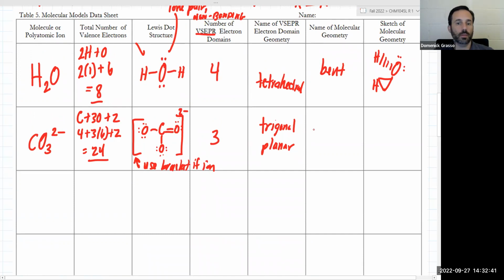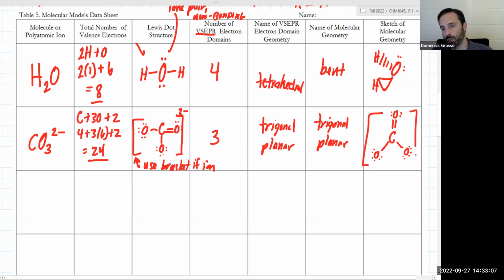Now, the name of the molecular geometry. Well, in this example, there are no lone pairs on my carbon, so that molecule is just going to be trigonal planar, because there aren't any things I can't see. And to sketch the geometry, do your best to draw it looking like a triangle. This isn't an art class, so don't worry about perfection, but just try to show me that there is some relative angle between them.